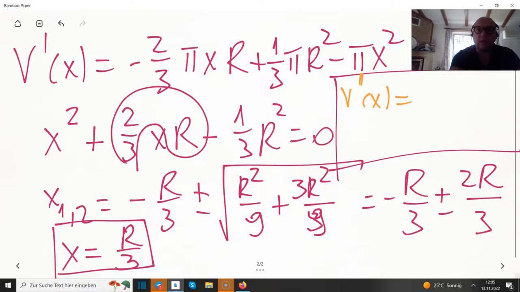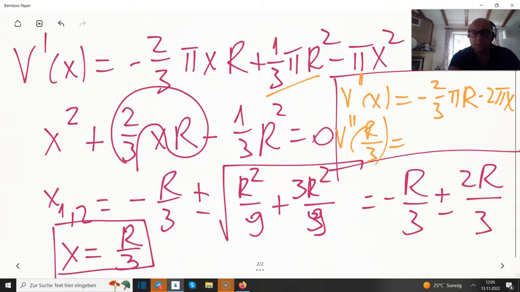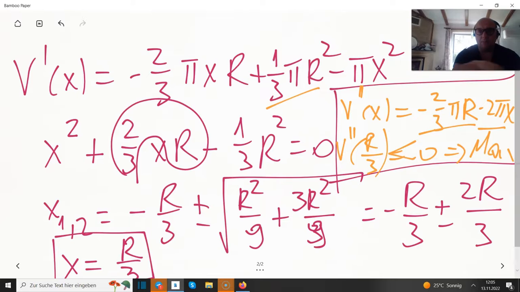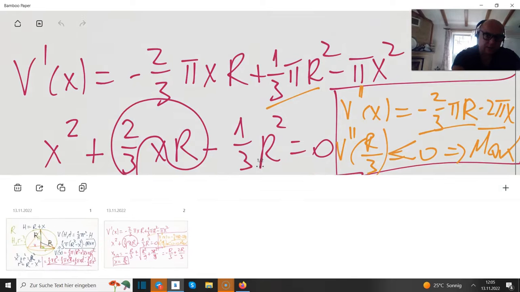Considering x once again, that would be minus 2/3 pi R. This one is 0, and then we have minus 2 pi x. What is the second derivative at R thirds for x? What about the sign? We are having, as you can see, definitely a negative value and here a negative one. So this is less than 0. So we got a maximum. I'm fine with that. So the x value is R thirds.